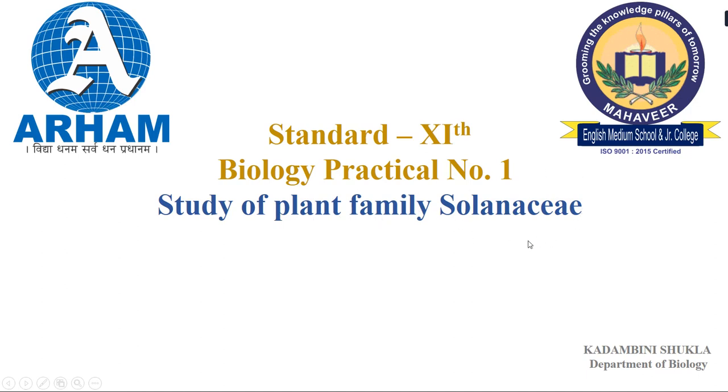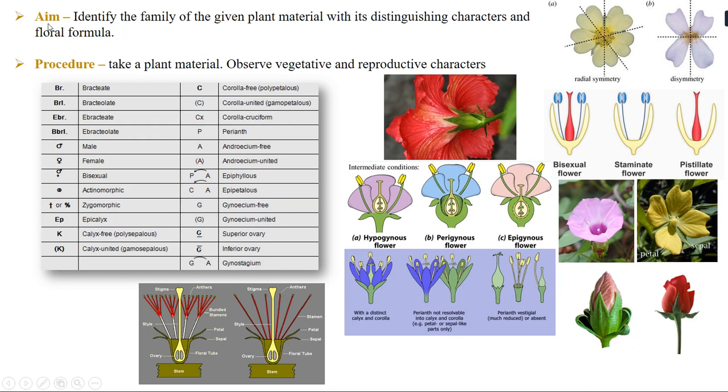So now let us see what is the aim of this practical. The aim is to identify the family of the given plant material with its distinguishing characters and the floral formula. And the procedure for this is to take a plant material, observe the vegetative and the reproductive characters. So basically we are going to study about the vegetative and the reproductive characters of the given plant material. And on the basis of this vegetative and reproductive characters, we are going to determine the floral formula of that particular plant.